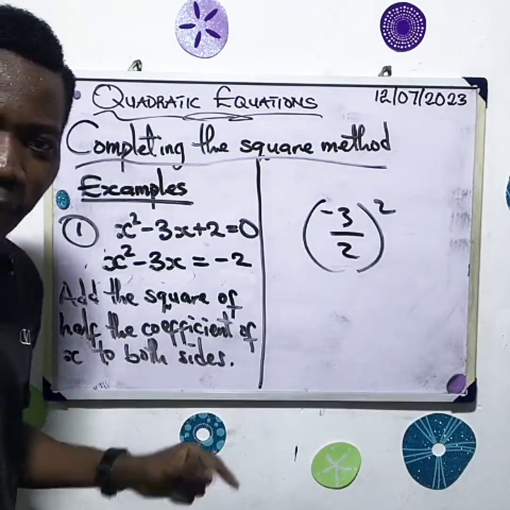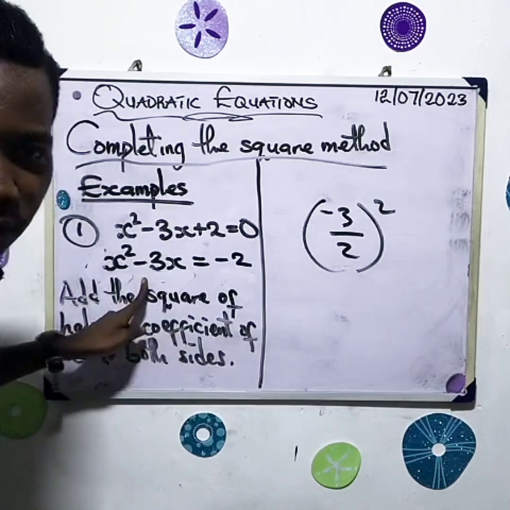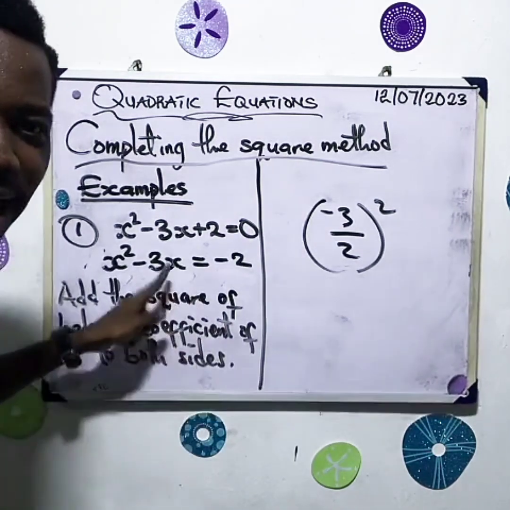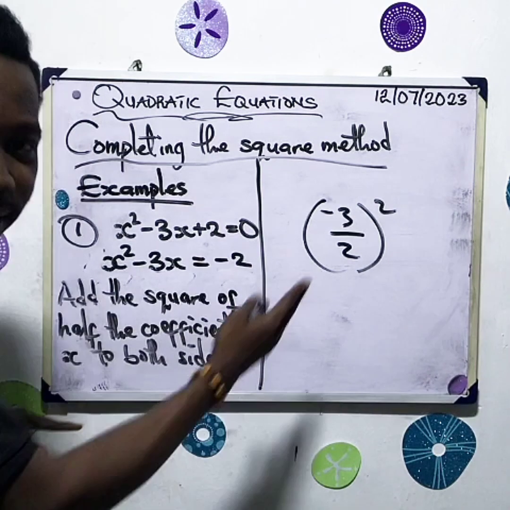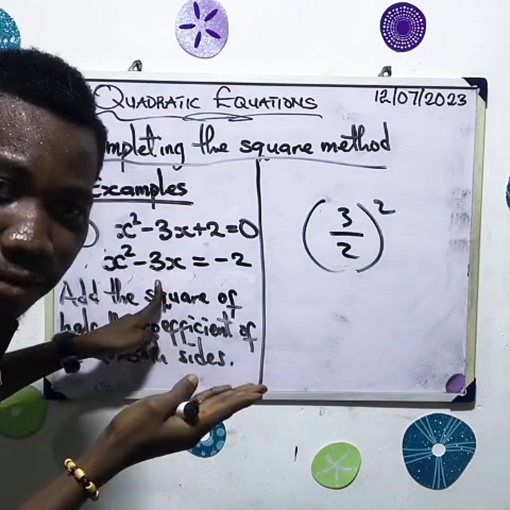I hope we got this explanation. Whatever you have as the coefficient of your x, half of it, then square it, then you add it to both sides. Please ignore this minus, ignore this minus. You're just to take the 3 alone, just consider the 3 alone. Leave the minus. So take the number, half the number.